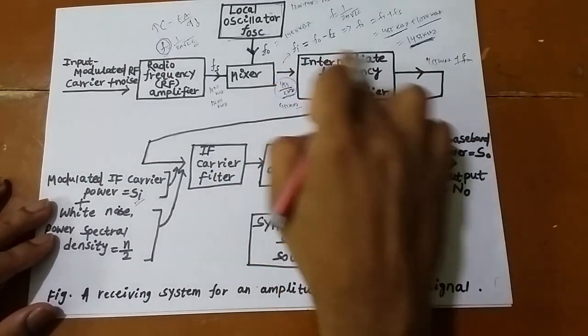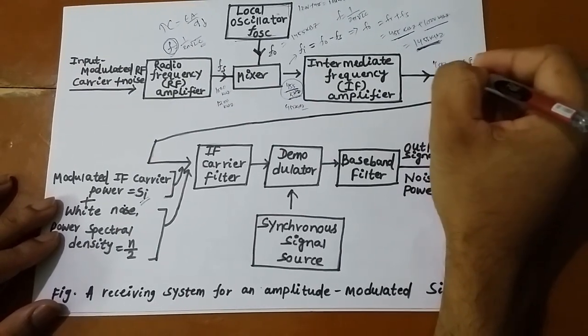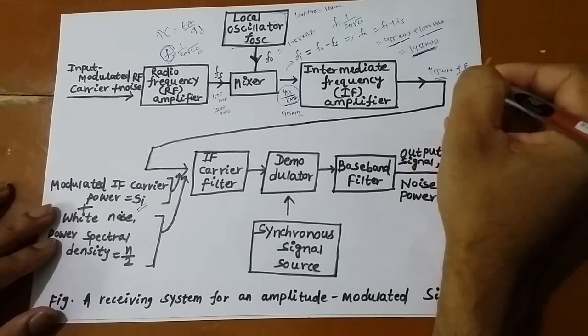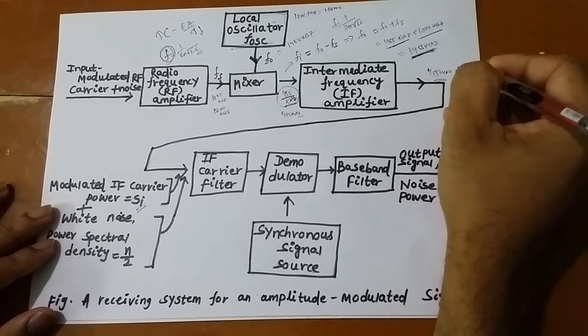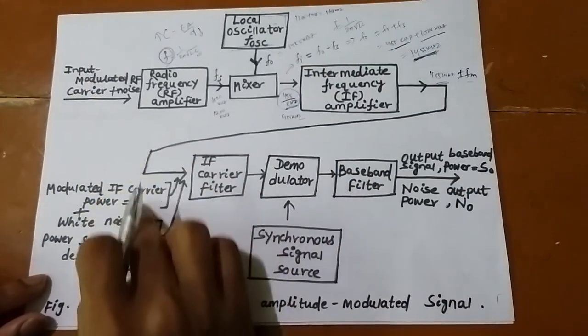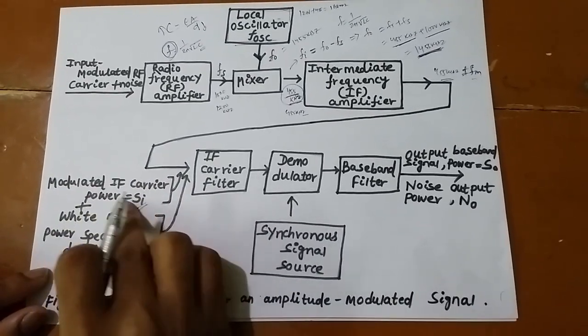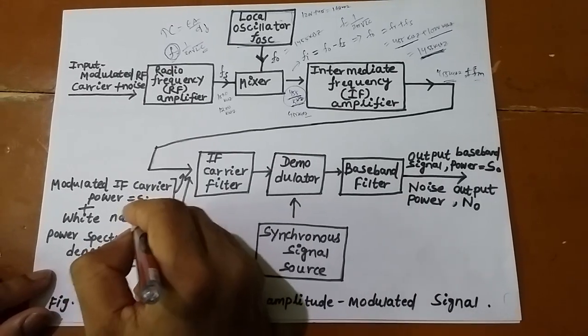Now the output of this IF amplifier is an amplitude modulated signal with a carrier frequency of 455 kHz. That means 455 kHz plus minus FM, the frequency range. Now we treat this as modulated IF carrier power. The power is SI.